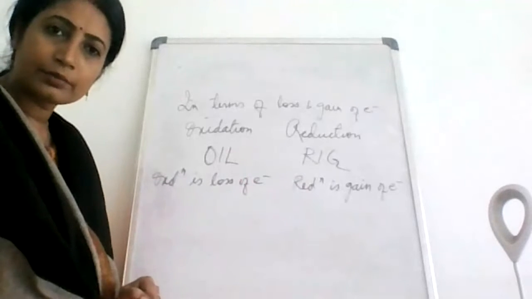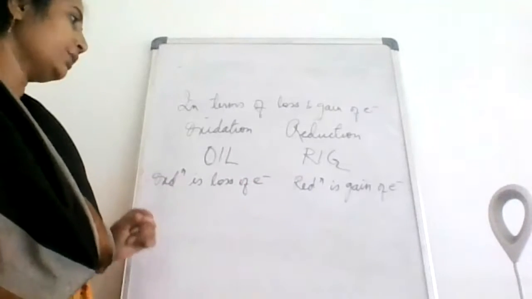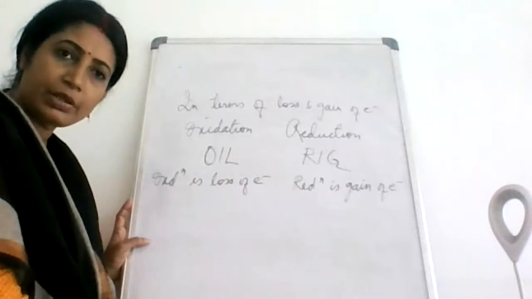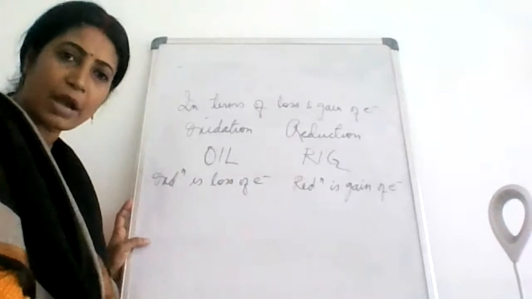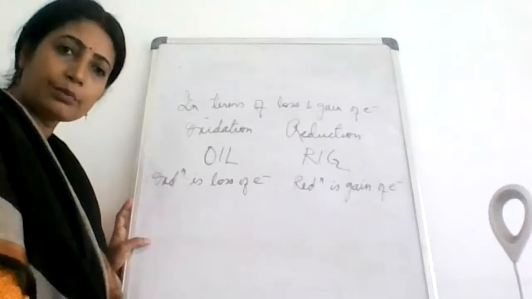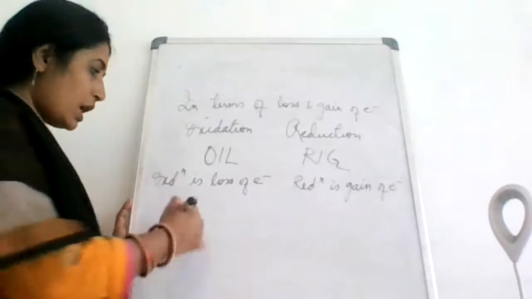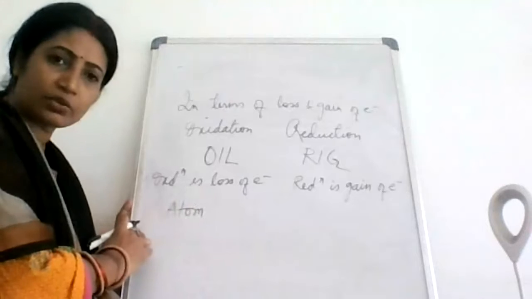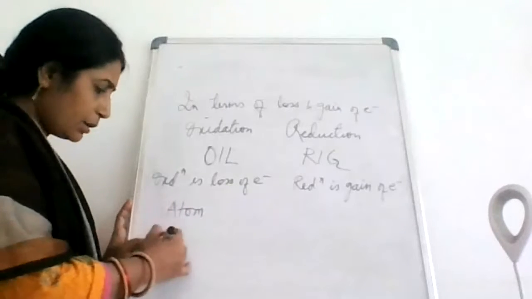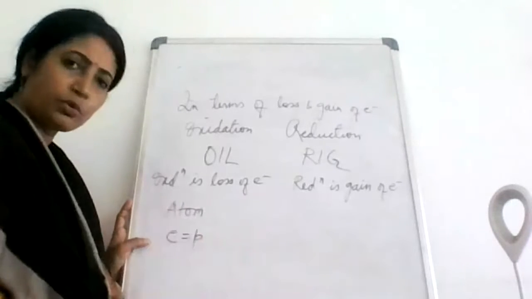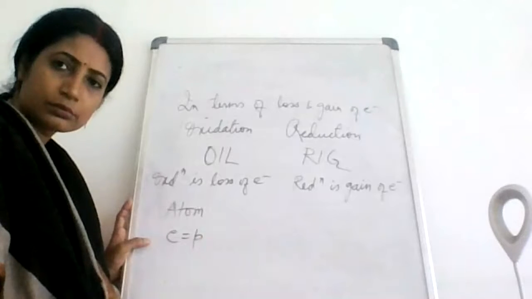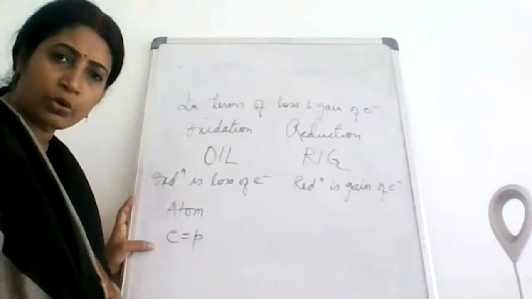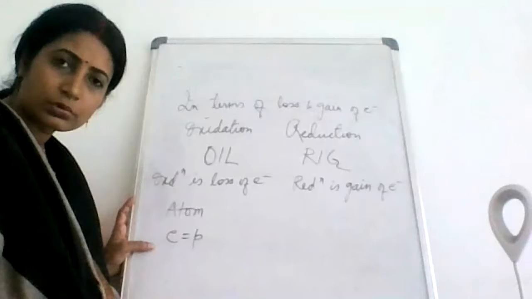Is it okay? Now see, whenever an electron is lost, if we talk in terms of an atom, if an atom loses an electron: in an atom, the electron and proton are equal in number. In any atom, the number of electrons is equal to the protons. Is it okay?